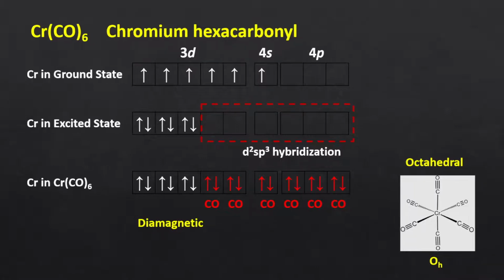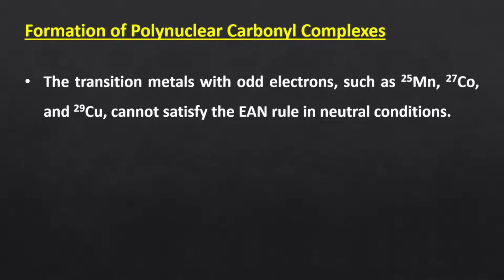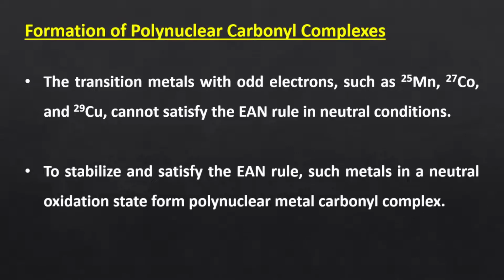The transition metals with odd electrons such as manganese, cobalt and copper cannot satisfy the effective atomic number rule in neutral condition. Thus, to stabilize and satisfy the effective atomic number rule, such metals in a neutral oxidation state form polynuclear metal carbonyl complexes. I have already discussed the effective atomic number rule in metal carbonyl complexes in a previous video. I have given the hyperlink of this video on the effective atomic number rule in the description box.